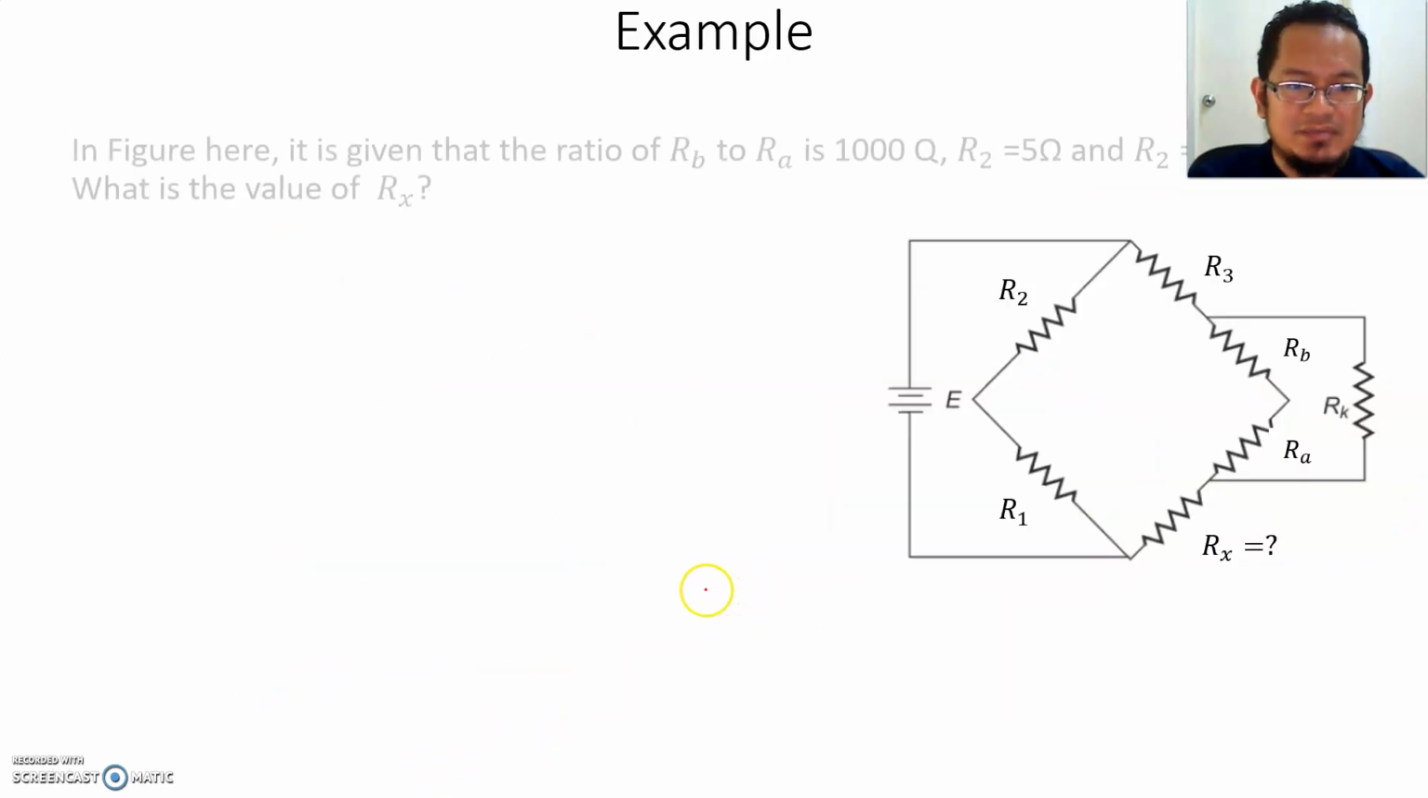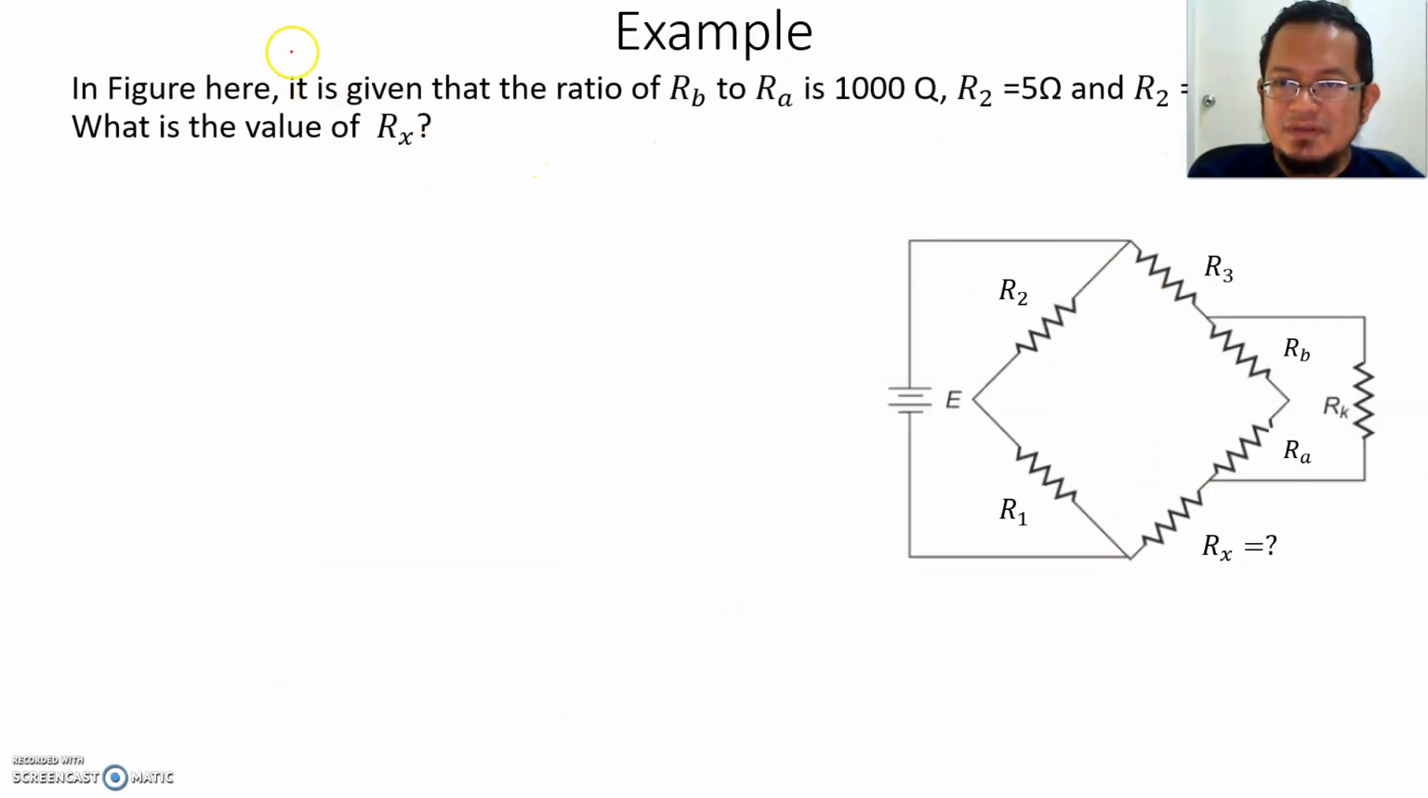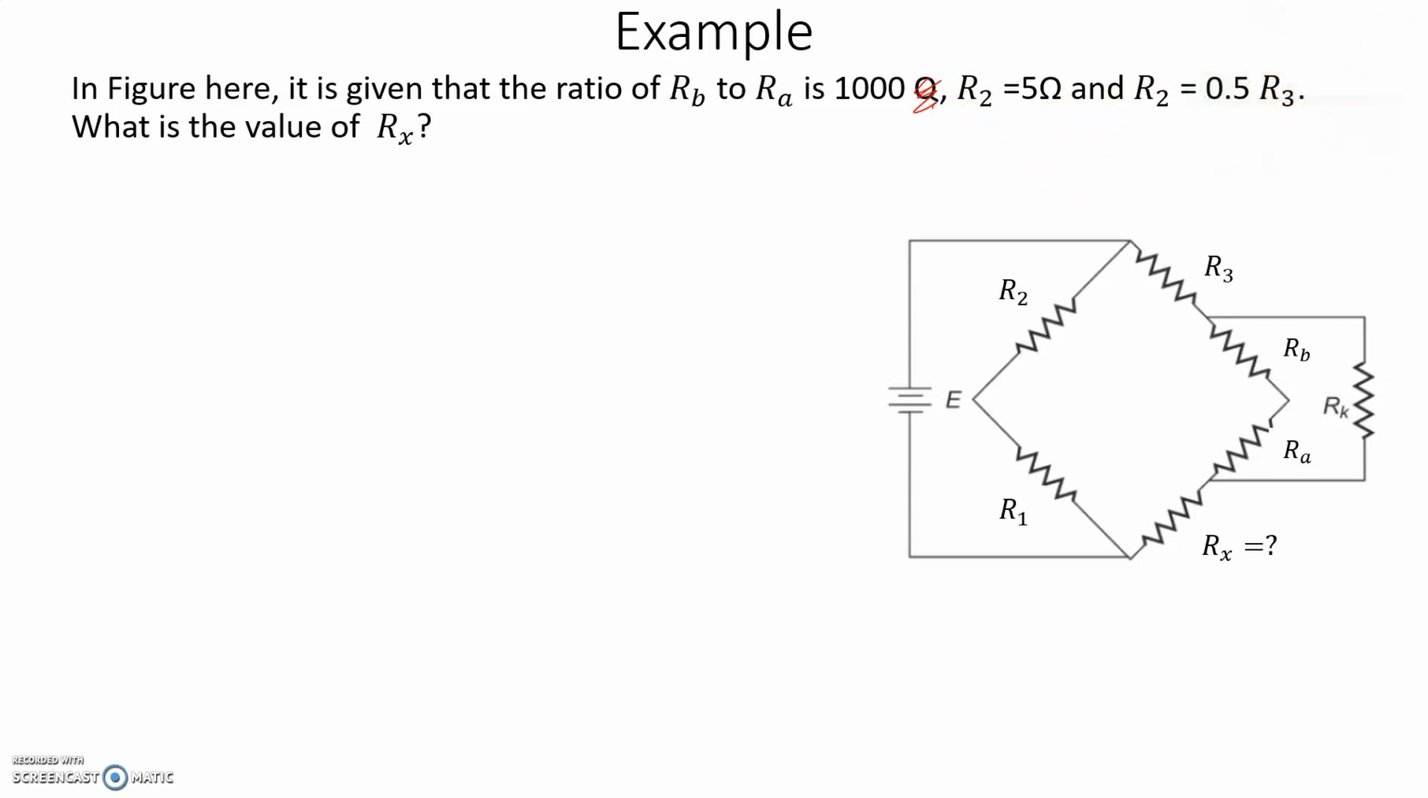Alright, let's take a look at one example here. In the figure, it is given that the ratio of RB to RA is 1000. R2 is given to be 5 ohm, and the ratio between R2 and R3 is equal to 0.5 multiplied by R3. This is given in the question. So now let's use the previous formula and find the value of Rx.